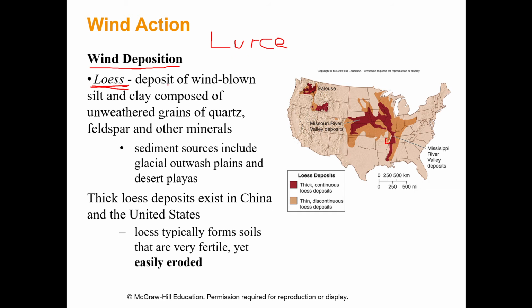Anyway. It's a deposit of wind-blown sediments, primarily silt and clay, and it can have quite a bit of different mineralogy in there. But there are thick deposits here in the United States, and it is very easily eroded when you find it. I used to dig up a lot of fossils in the loess down here in Louisiana, back when I was a paleontologist for the state of Louisiana.